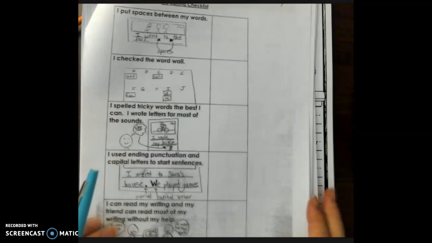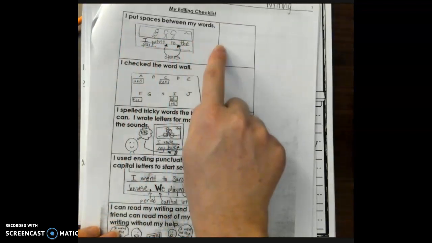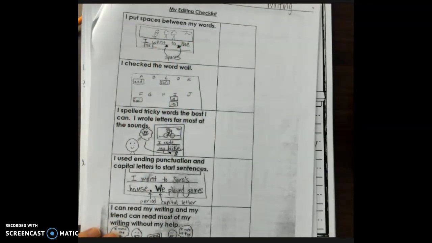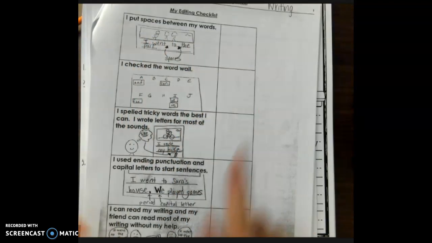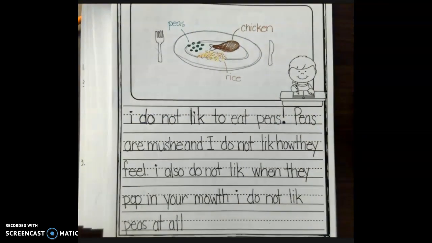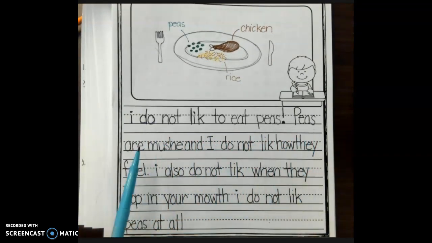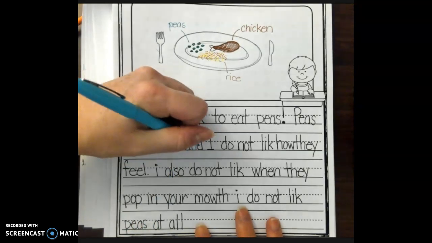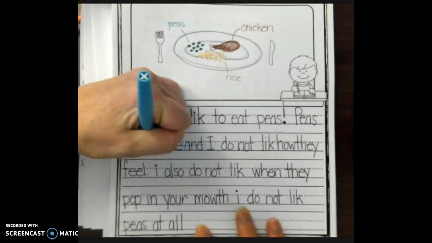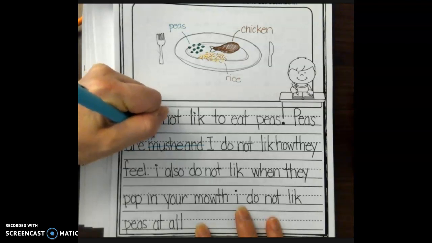So to go through my checklist, I'm going to go through one at a time. The first part says I put spaces between my words. So do I have finger spaces between all of my words? My first line looks pretty good. Here I'm starting to get a little too close. So what I'm going to do is I'm just going to cross it off, and I'm going to rewrite it above. Mushy.